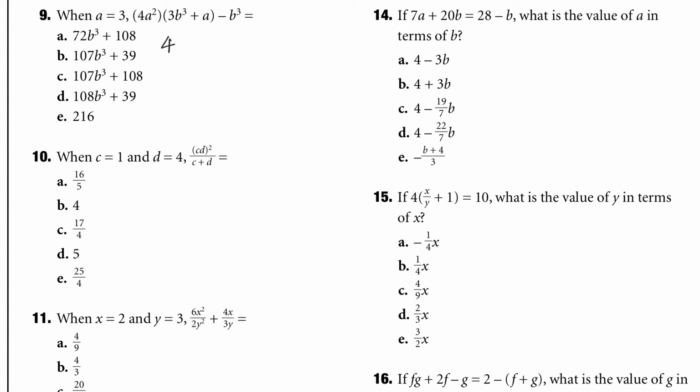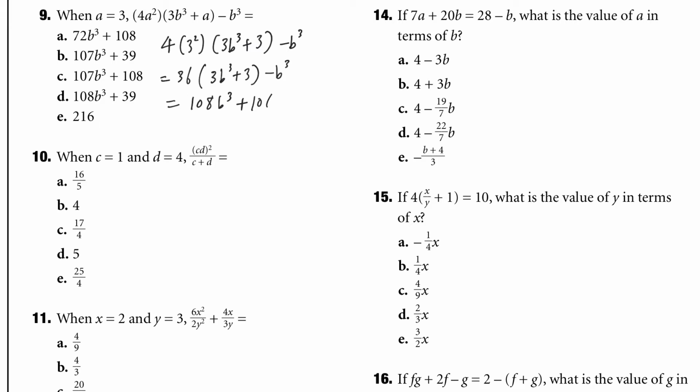Plug it in. 4 times 3 squared times 3b cubed plus 3 minus b cubed. So 3 squared is 9. 9 times 4 is 36 times 3b cubed plus 3 minus b cubed. 36 times 3b cubed is 108b cubed plus 36 times 3 is 108 minus b cubed. So collect like terms. 108 minus 1 is 107b cubed plus 108. The answer is C.